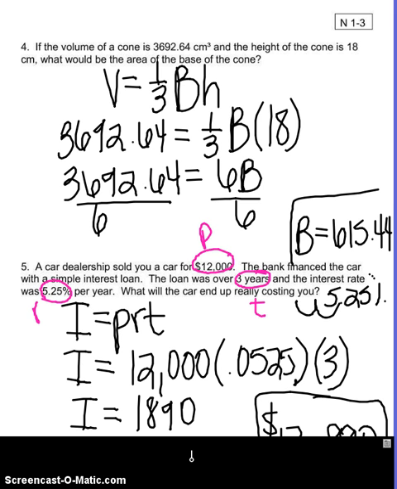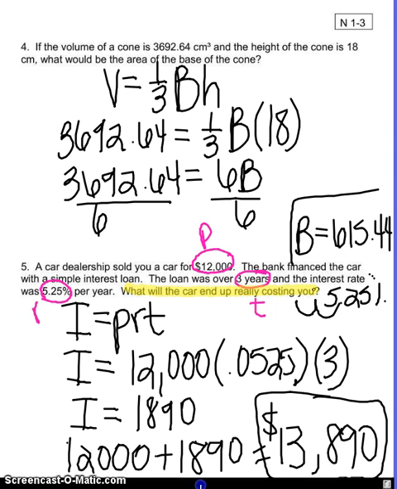Now let's go back to the question. The question tells me it wants to know what will the car end up really costing you. Well, interest is just the amount that's getting added to the principal. So I have one more step. I'm going to take the $12,000 and add what I found for interest, which is $1,890. And when I add that together, my total cost of the car is $13,890.